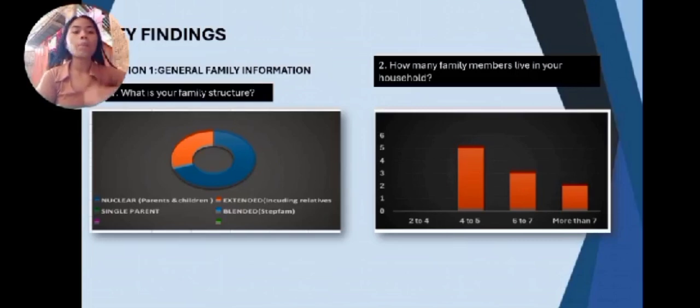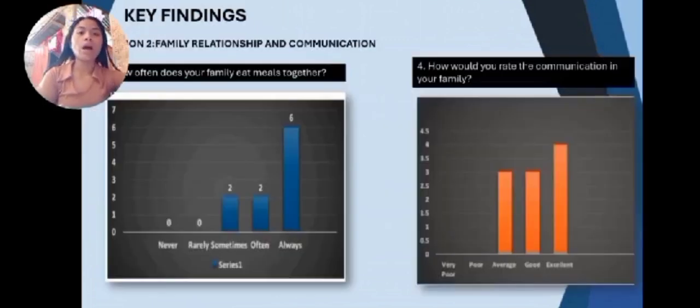Number 2. How many family members live in your household? It shows that 5 households answered having 4 to 5 family members, 3 households answered having 6 to 7 family members, and 2 households answered having more than 7. Next is, how often does your family eat meals together? The data indicates that the majority of families always share meals together, as evidenced by the highest response rate, followed by sometimes and often, while never and rarely have no family responses.